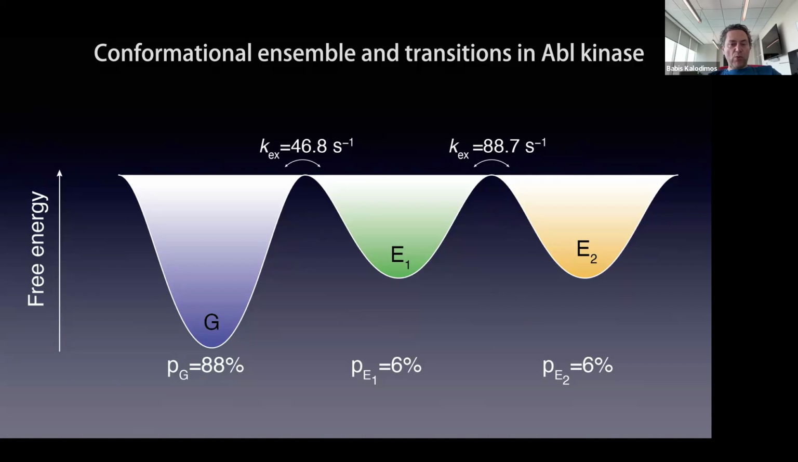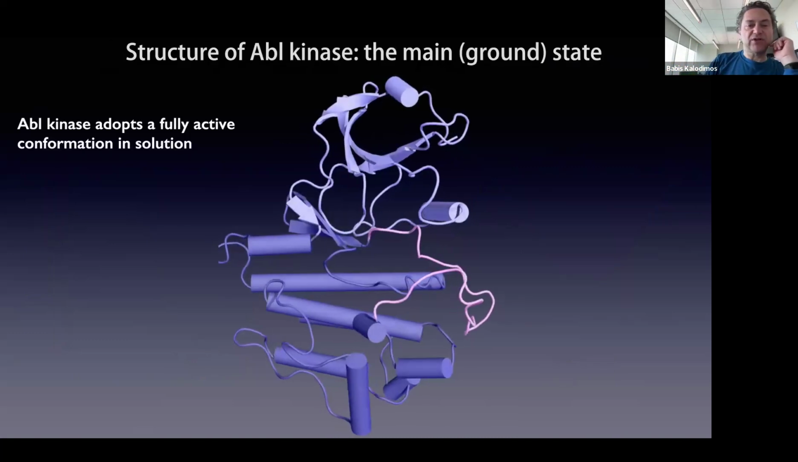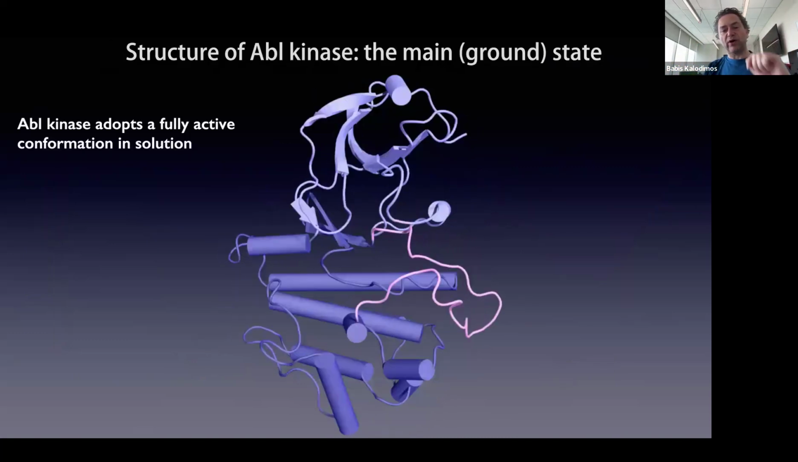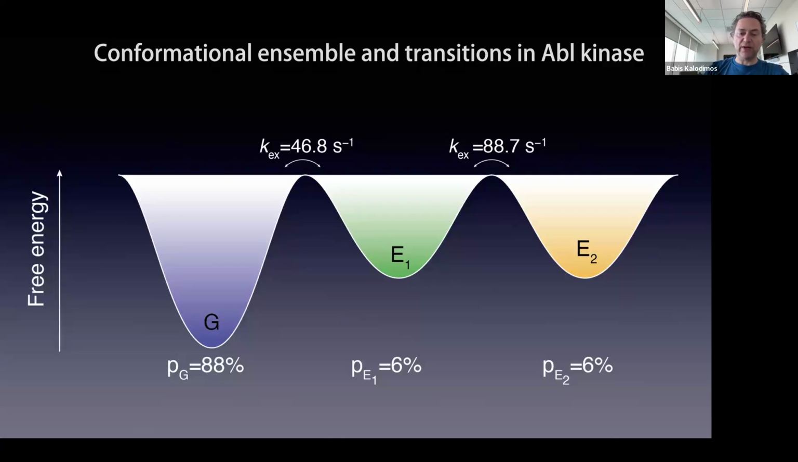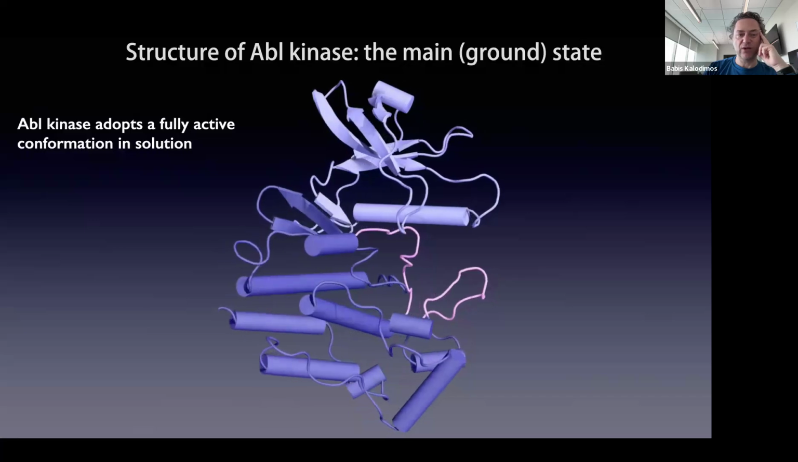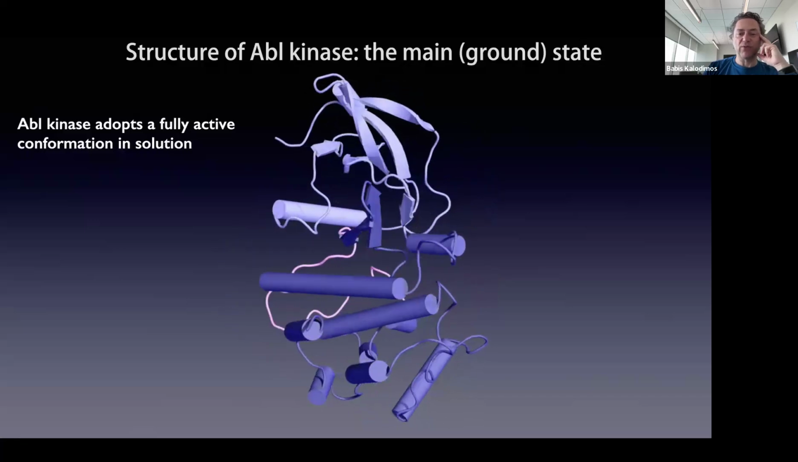So this is, of course, very novel information. And then the big question is, okay, but what is potentially the structure of these states? So we first determined the structure of the ground state. If I go back here, this one on the left is what we first determined by NMR, and this is how the structure looks like, which is a fully active conformation.